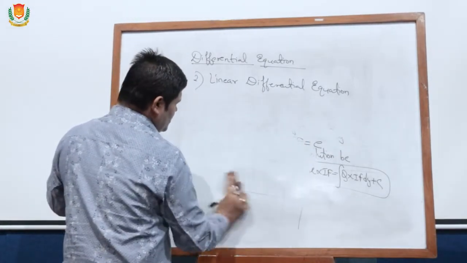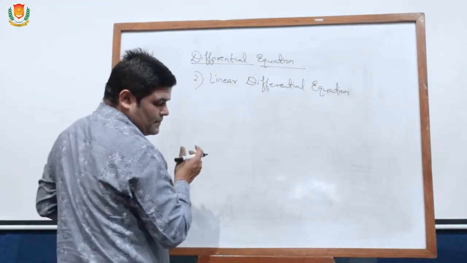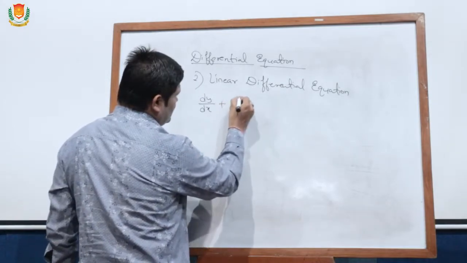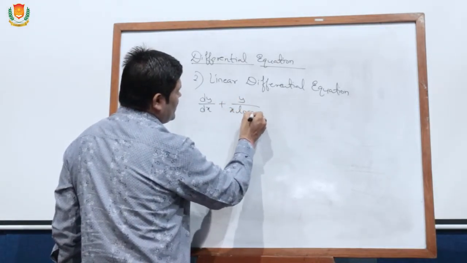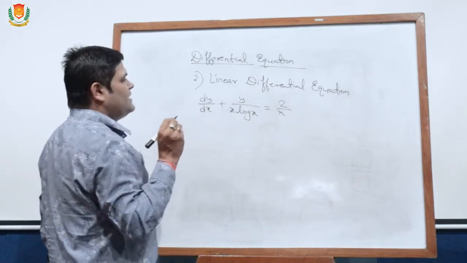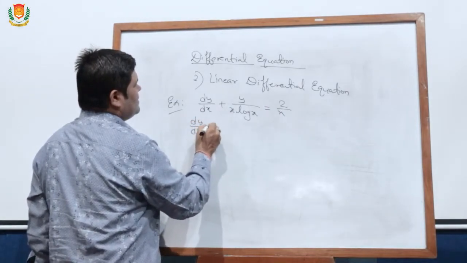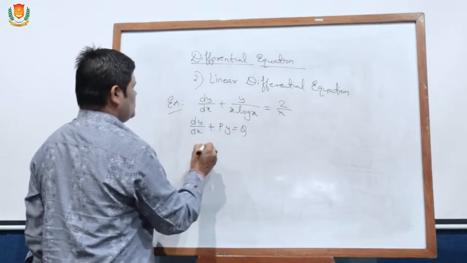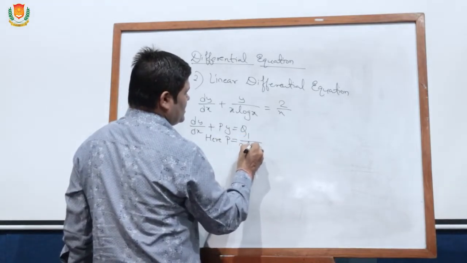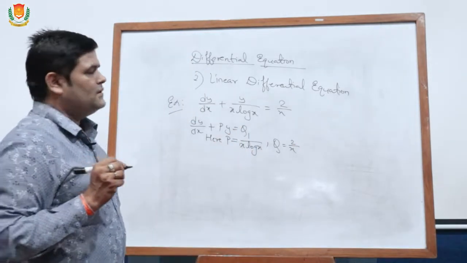Now we start with an example. It is easily understandable when I solve one example here. Take the example dy by dx plus y upon x log x equals 2 upon x. This is a linear form, and we can easily recognize it. How? dy by dx plus Py equals Q. So here P is 1 upon x log x, and Q is 2 upon x.